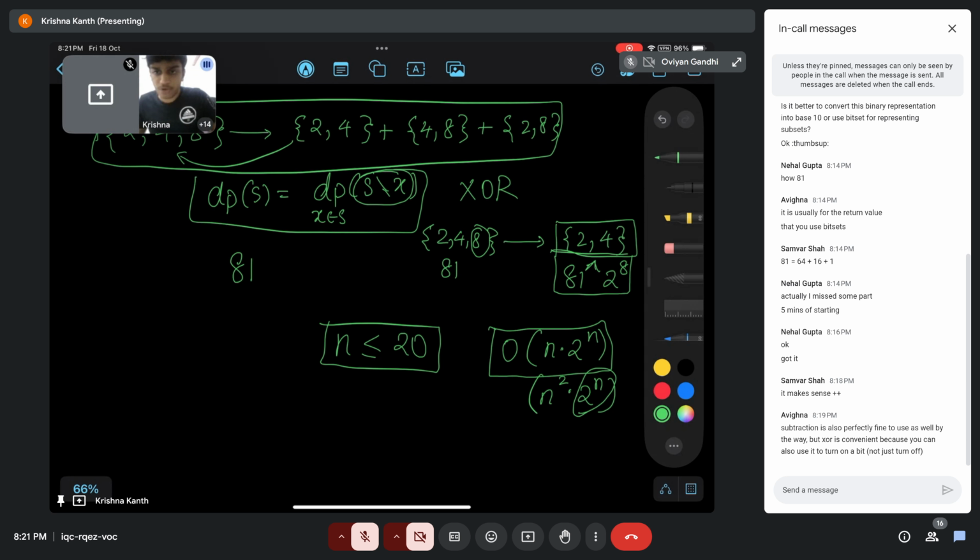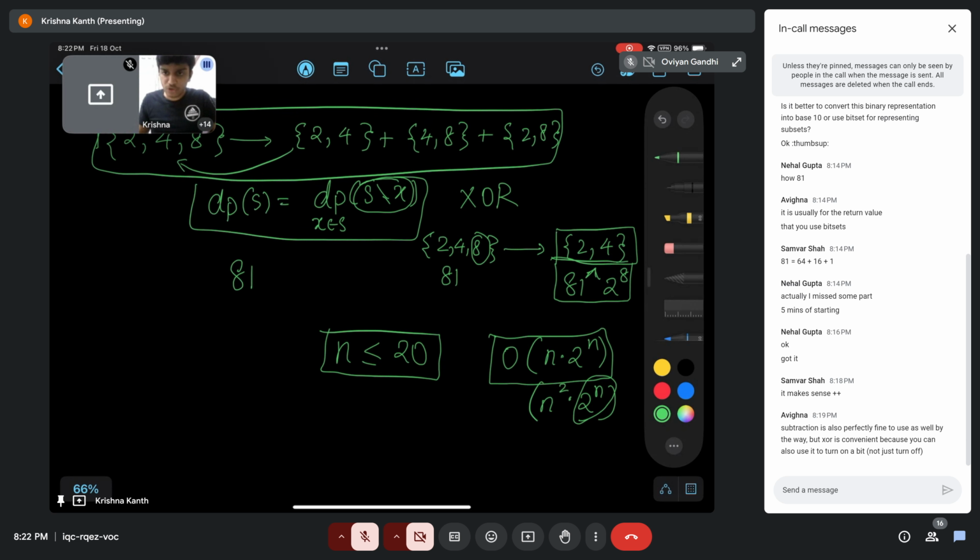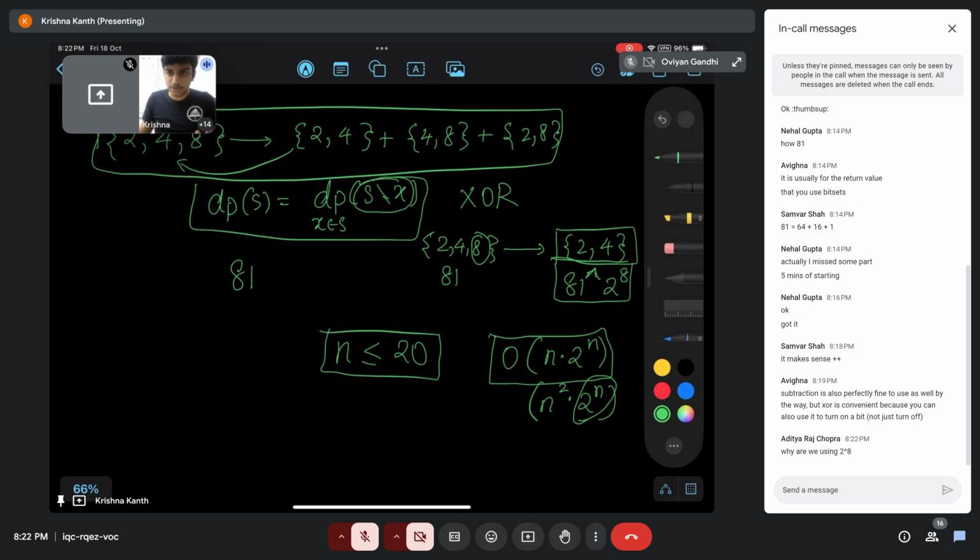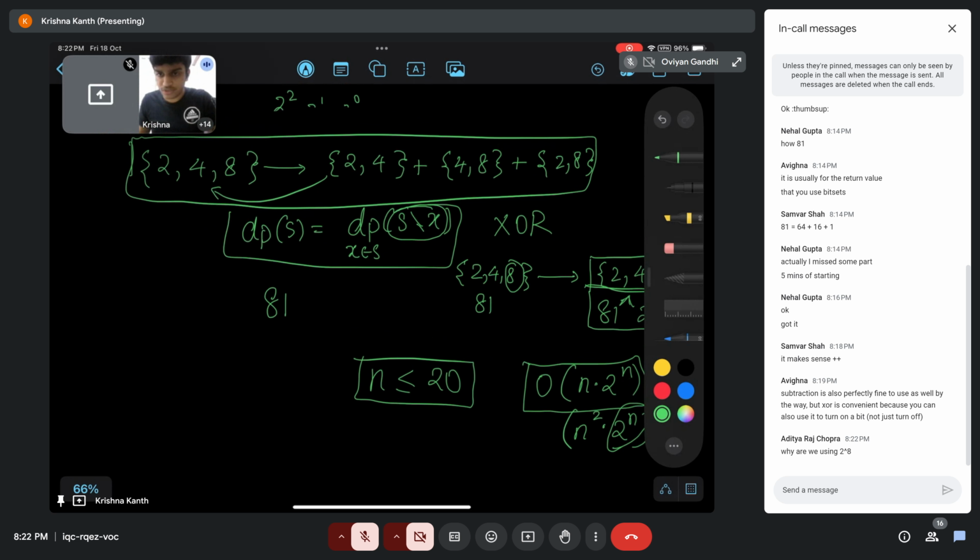Yes, Avigna has a point. Subtraction is also quite good. And you can also turn on a bit using XOR, right, if it is set off. If somebody has difficulty understanding XOR, it is basically just adding the bit. You're just setting that bit. Aditya, I'm just using an example to show. I just considered an example.